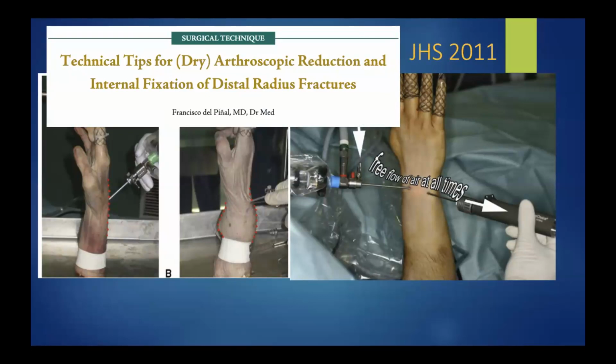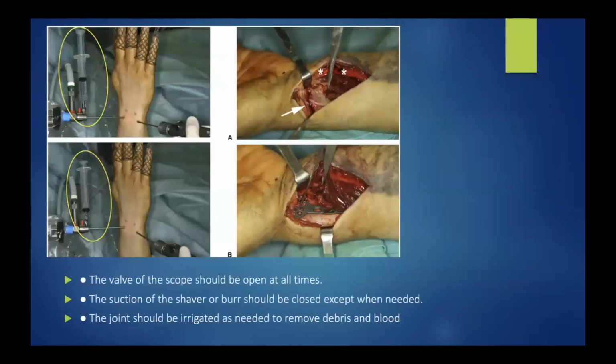This is the article which recommends pearls and pitfalls to use this dry scopy, and he has over 700 dry scopy experience in his lifetime, and this article is really good. I would recommend all of you to read this once, please.